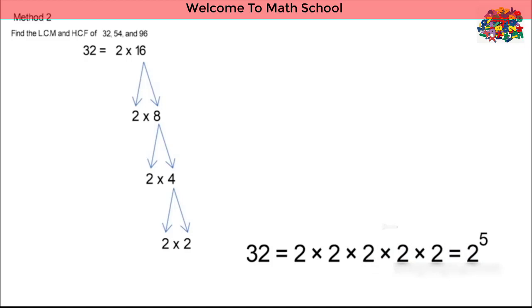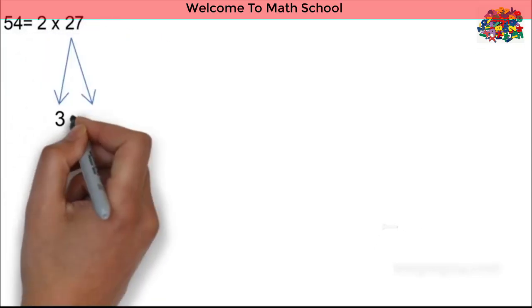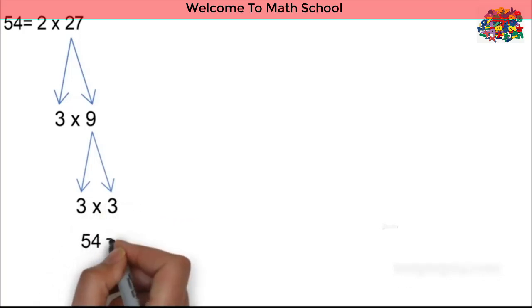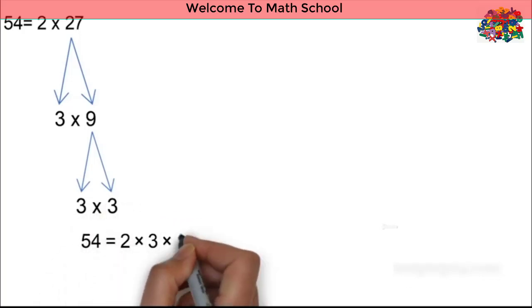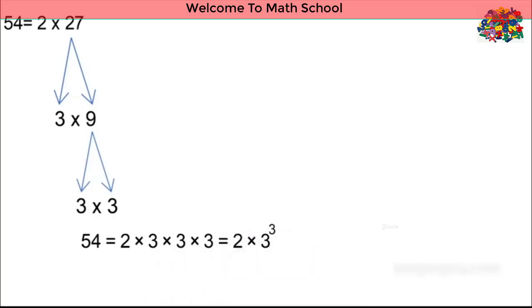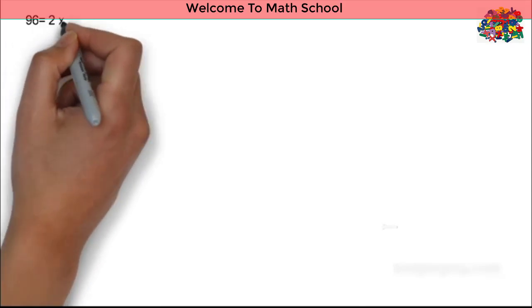Similarly, divide 54 into prime factors. So 54 can be written as 2 into 27, 27 can be written as 3 into 9, 9 can be written as 3 into 3. So the total value of 54 is 2 into 3 into 3 into 3, which is equal to 2 into 3 to the power of 3.